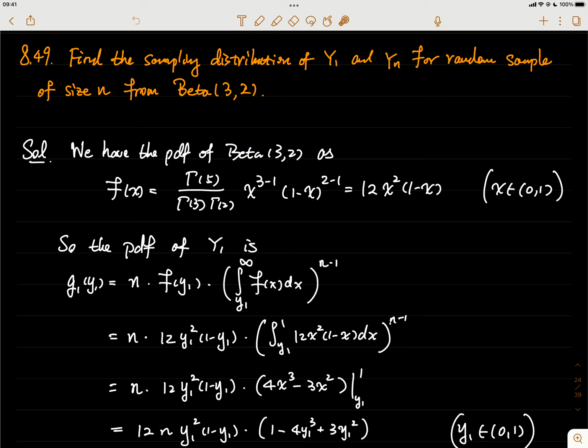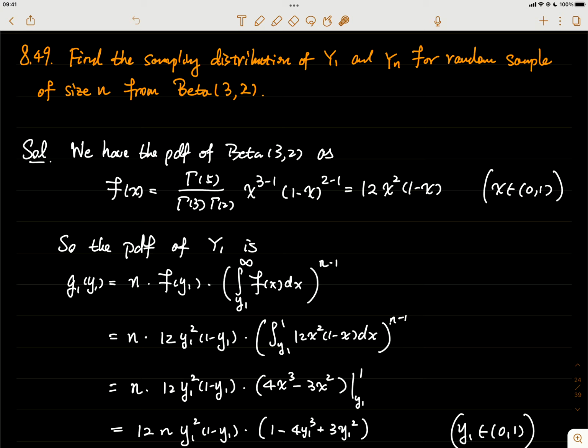Problem 8.49. The question asks us to find the sampling distribution of the first and the last order statistic for a random sample of size n from the beta distribution, where the parameters are given by 3 and 2. So alpha equals 3, beta equals 2.